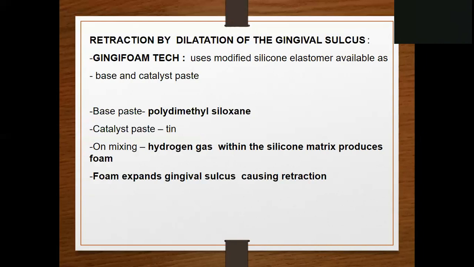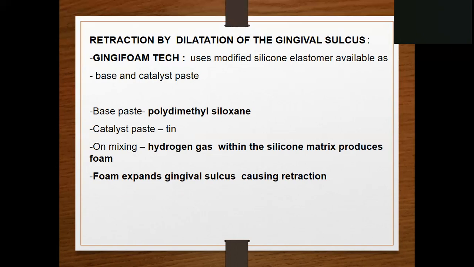For retraction by dilatation of the gingival sulcus, the Gingiform technique is used. It is a modified silicone elastomer available as a base and a catalyst paste. The base paste is polydimethyl siloxane, and the catalyst is tin. On mixing, hydrogen gas is liberated within the silicone matrix that produces foam. This foam expands the gingival sulcus, causing retraction.